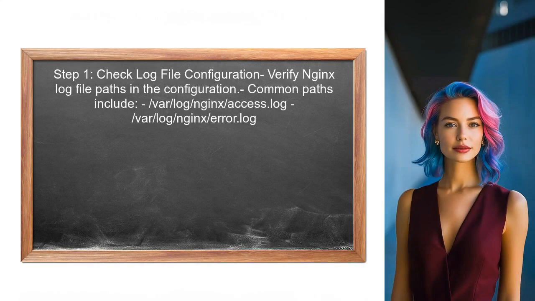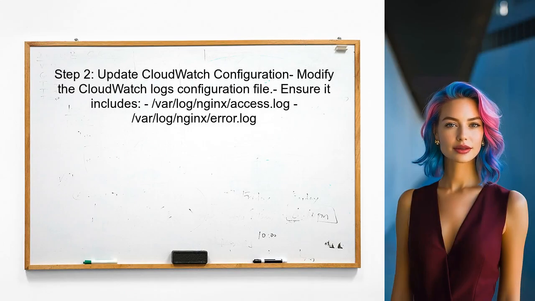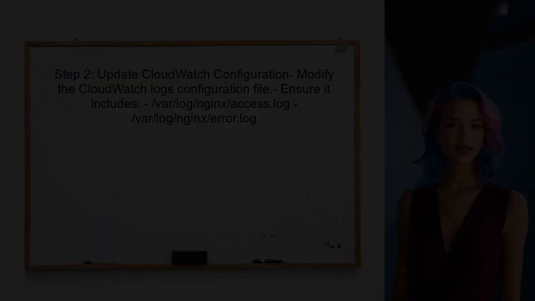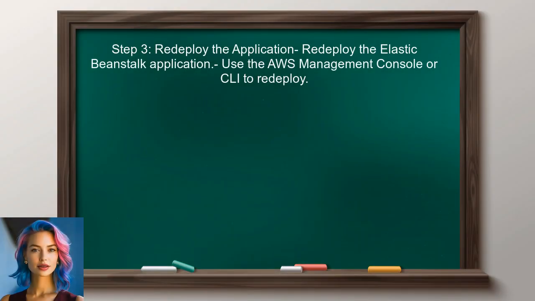To address the issue with CloudWatch logs, the user should first check the configuration of the log files in their Elastic Beanstalk environment. Specifically, they need to ensure that the log files for Nginx are correctly specified. Next, the user should update the CloudWatch configuration to point to the correct Nginx log files instead of the Apache log files. This can be done by modifying the configuration file for the CloudWatch logs. After updating the configuration, the user should redeploy their Elastic Beanstalk application. This will apply the changes made to the log configuration.